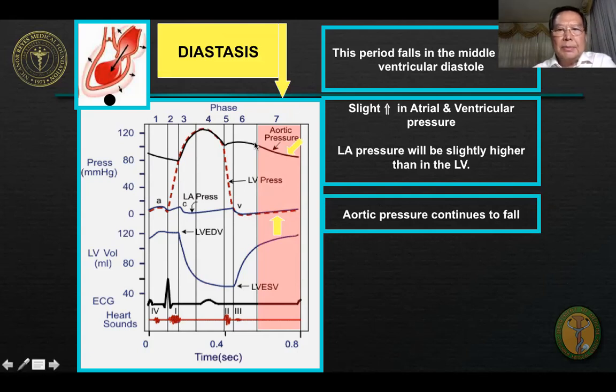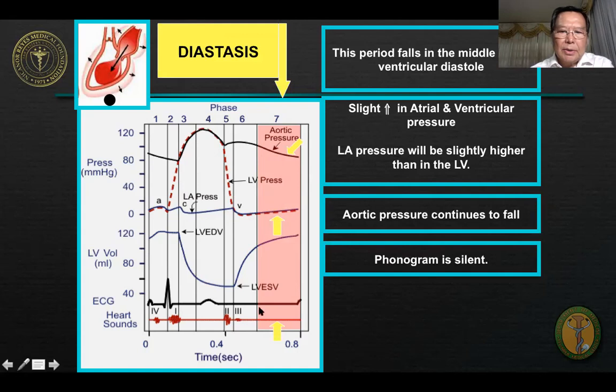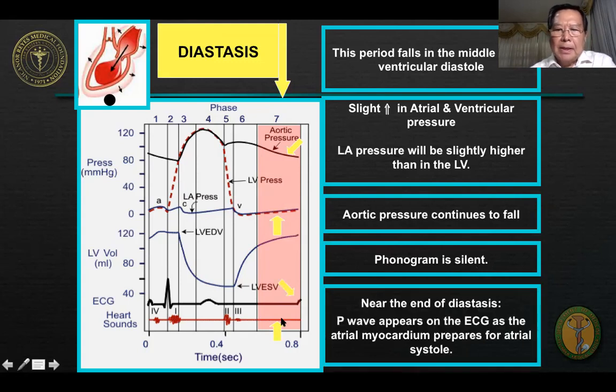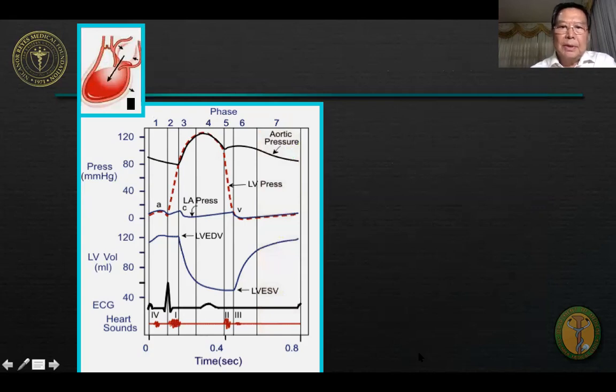And there is some steady, slow drop in your aortic pressure. And again, take note that nothing is going on as far as your phonocardiogram. So no abnormal or normal heart sound is noted in this particular phase of the cardiac cycle. Now, near the end of diastasis, take note that over here is the initial part of your P wave. It's now appearing on the ECG, okay, as the atrial myocardium prepares for atrial systole, right?